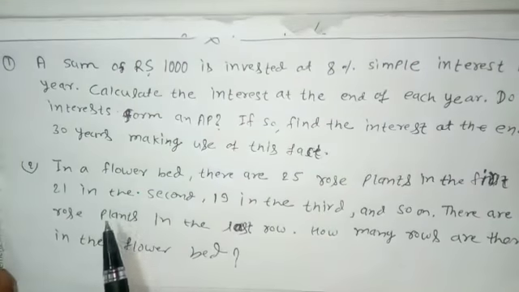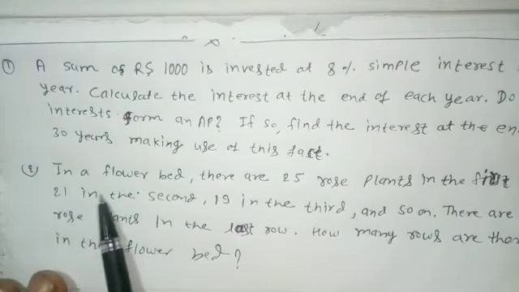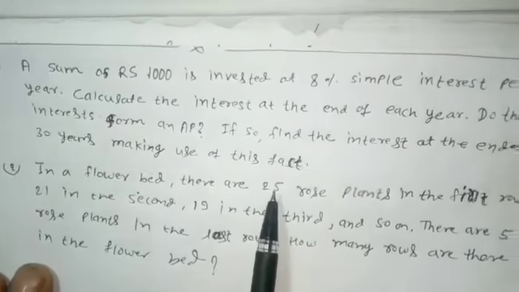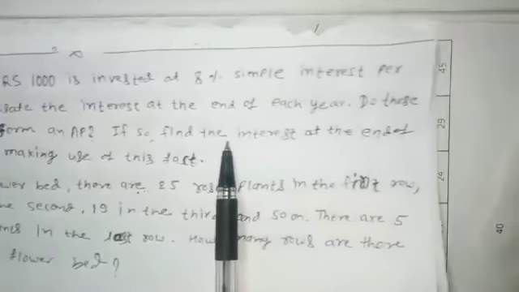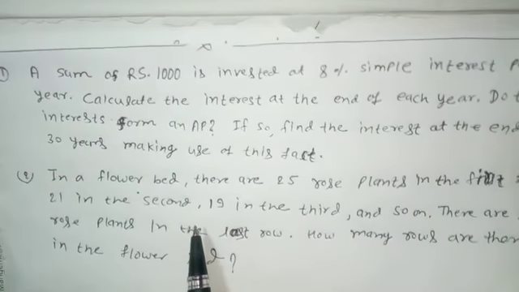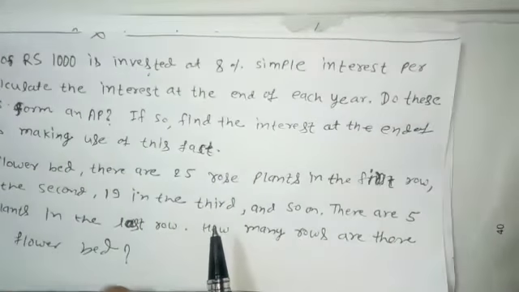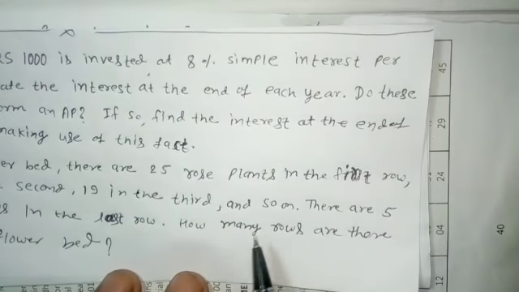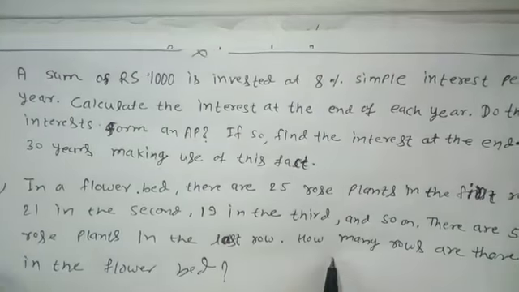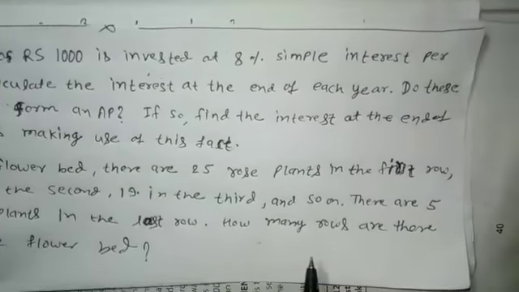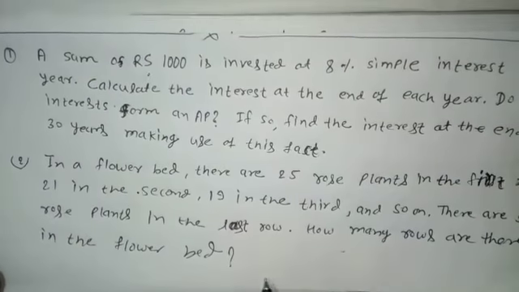Now the next question, question number 2. In a flower bed there are 25 rose plants in the first row, 21 in the second row, 19 in the third row, and so on. There are 5 rose plants in the last row. How many rows are there in the flower bed?